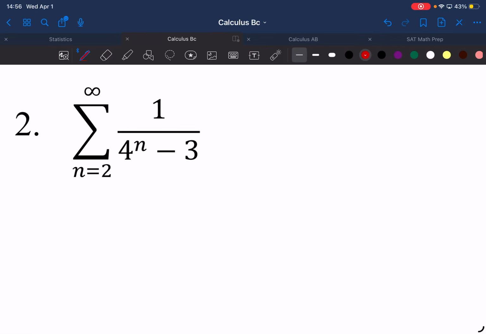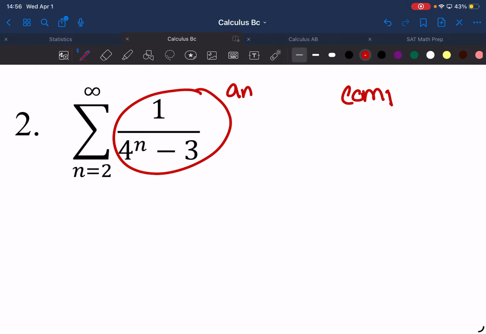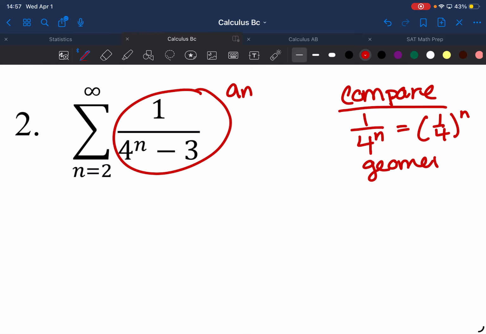So number 2, again, we have the summation of this equation here. This is a sub n. We're going to compare this to what? Any ideas? 1 over 4 to the n. Another way to write this is what? 1/4 to the n power, which means this is what type of series? Good. So this is a geometric series.